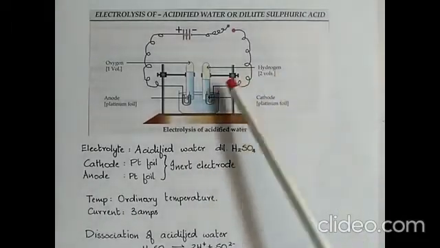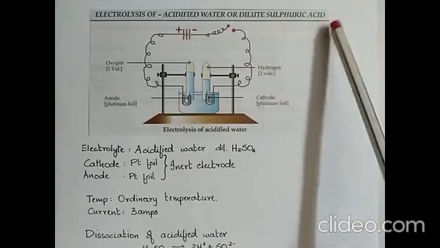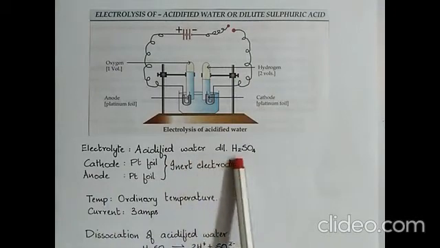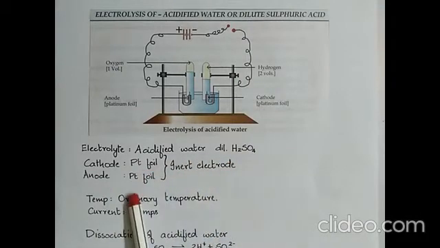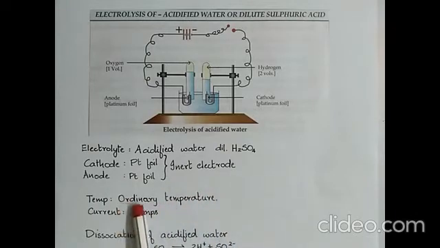The next is the electrolysis of acidified water. It is acidified with dilute sulfuric acid. So electrolyte is acidified water with dilute sulfuric acid. Cathode and anode are platinum foil, which are inert electrodes. Temperature is ordinary temperature, that is room temperature. Current is 3 ampere. 3 ampere current is passed through it.